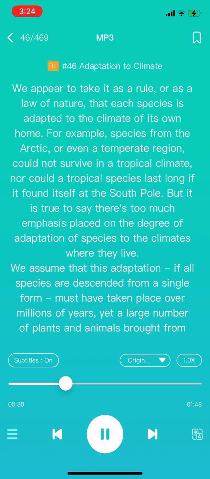We assume that this adaptation, if all species are descended from a single form, must have taken place over millions of years. Yet a large number of plants and animals brought from different countries remain perfectly healthy in their new home. Also, there are several examples of animal species that have extended their range within historical times from warmer to cooler latitudes and the other way round.